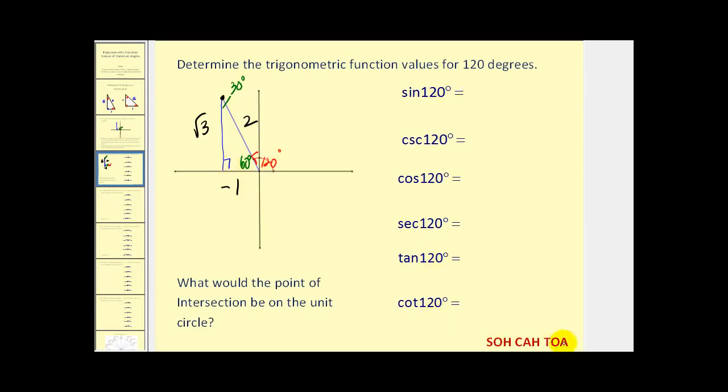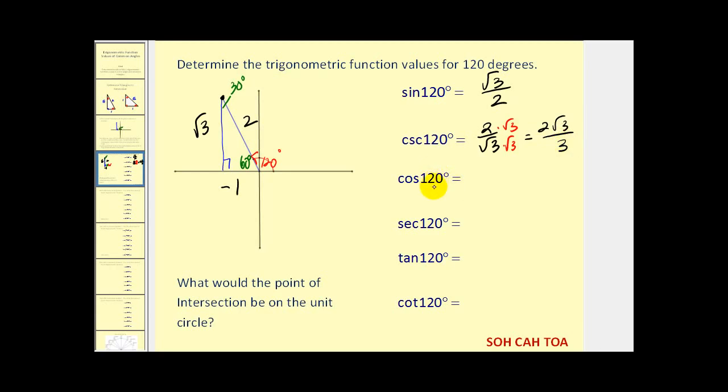So using SOHCAHTOA, if we need to, the sine of 120 would be the ratio of the opposite side to the hypotenuse, or square root 3 over 2. Which means the cosecant of 120 degrees would be the reciprocal of this. Remember that sine theta and cosecant theta are reciprocals. We may be asked to rationalize this, which would give us 2 square root 3 over 3.